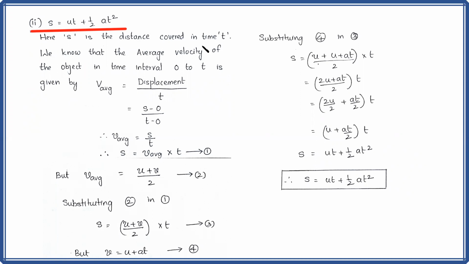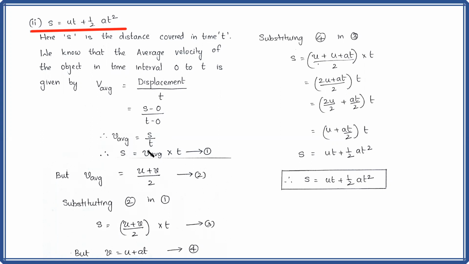Here S is the displacement covered in time t. We know that the average velocity of the object in time interval 0 to t is given by V average is equal to displacement divided by time. Displacement is S minus 0, time is t minus 0. Therefore, V average is equal to S by t.